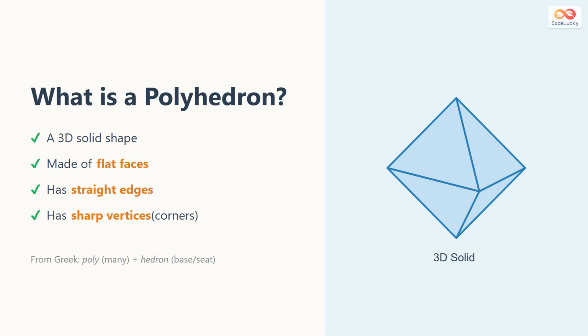First, let's understand what a polyhedron is. A polyhedron is simply a three-dimensional solid shape, but it has specific rules. It must have flat faces, straight edges, and sharp corners called vertices. The word comes from Greek, meaning many seats or bases.